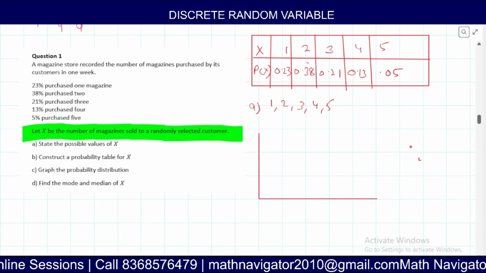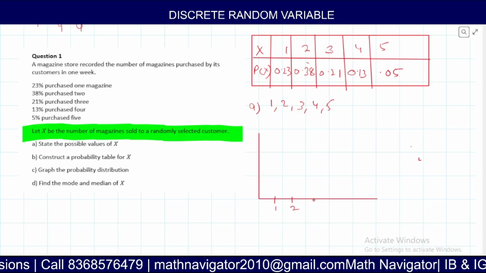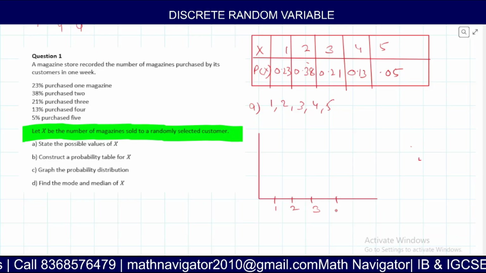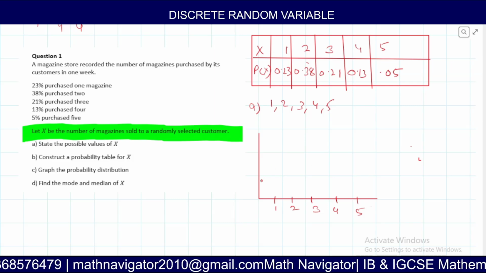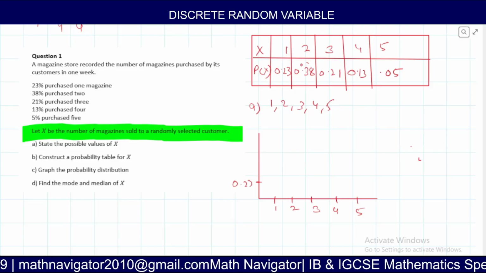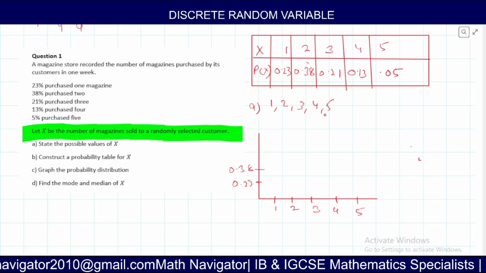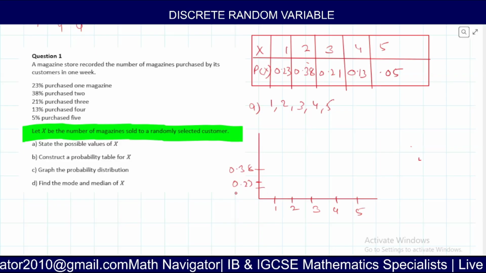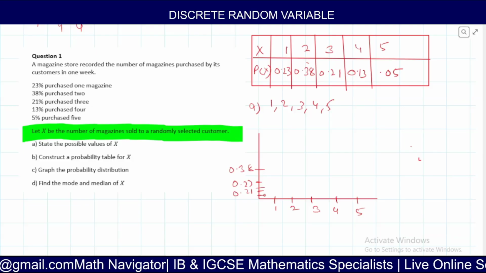So let's take it 1, 2, 3, 4, and 5. So for 1 magazine, it is 0.23. Let's take it here, 0.23. And then 0.38. So let's take it here, 0.38. 0.21 will be a little lower. Then I'll take 0.13. Then I take 0.05.